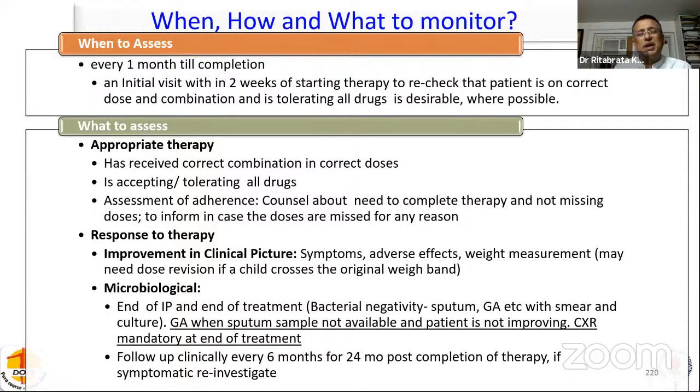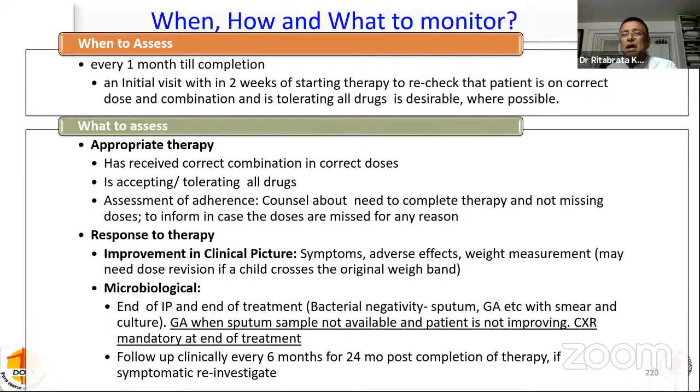Of the clinical assessment, first of all, you should see the appropriateness of the therapy, whether the child is taking all the drugs in desired dose, whether the child is tolerating all the drugs, whether he is developing any symptoms. Next, you see the response, the symptoms with which the child has come, whether the cough has come down, whether the fever has come down, whether the size of the lymph nodes has come down, whether the chest findings in pulmonary TB has been corrected. So response of therapy is very important.